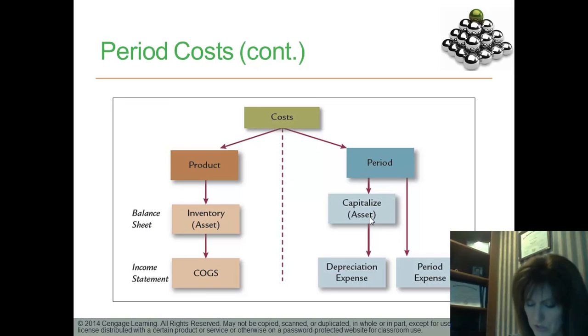So here's how it looks graphically. We can split our costs into product versus period. If it's a product cost, it becomes an inventoried cost on the balance sheet. It's an asset to us until we sell it. When we sell it, it becomes an expense on the income statement, the cost of goods sold. With a period cost, if it's something we're going to capitalize, if it's the purchase of an asset, then we'll put it on the balance sheet and we'll depreciate it on the income statement. Otherwise, it's just charged directly off as an expense in the period that it happens.